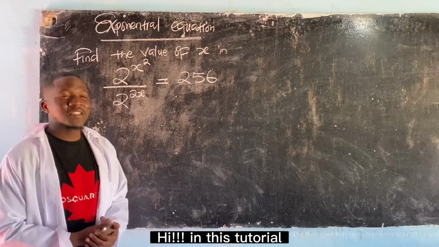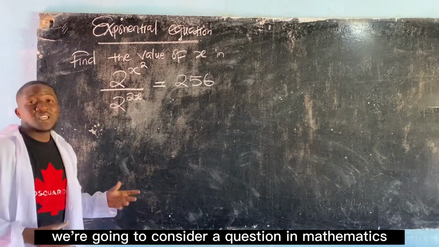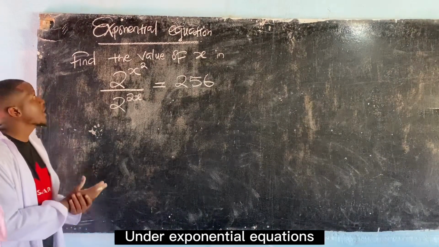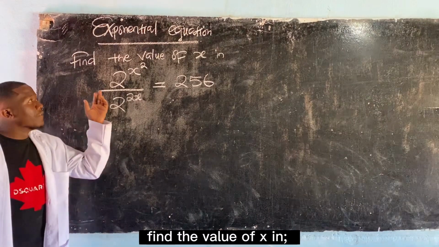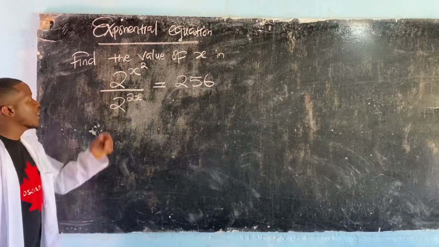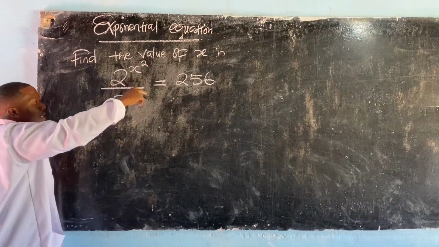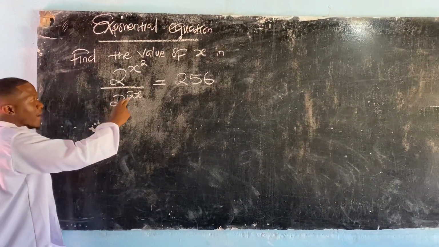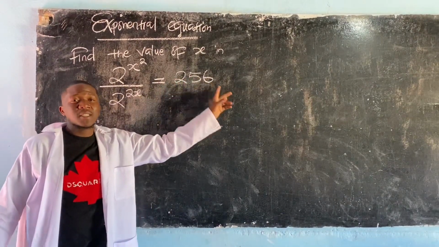Hi, in this tutorial, we are going to consider a question in mathematics under exponential equations. The question says, find the value of x in 2 to the power x squared over 2 to the power 2x, which is equivalent to 256.